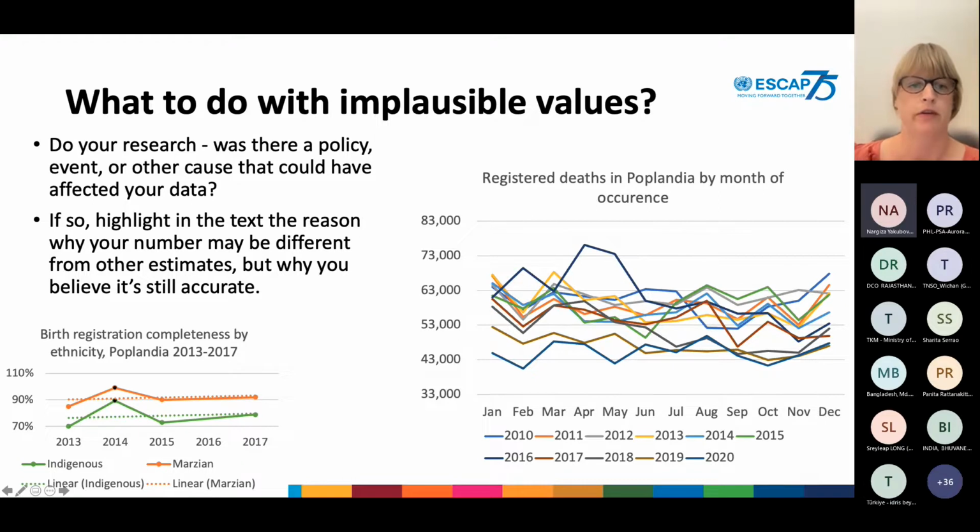So when we have aberrant results, we need to do some research. Perhaps there was a policy or an event or some kind of cause that could have resulted in the data. Whether it be improved registration or a greater number of deaths or whatever it may be, perhaps it's explainable. And if that's the case, it's important that we highlight that reason in the text so our readers and our audience understand what these results mean and why they're there, and actually that they're accurate, and you can back up why that estimate may be different than other similar estimates from other years close by.